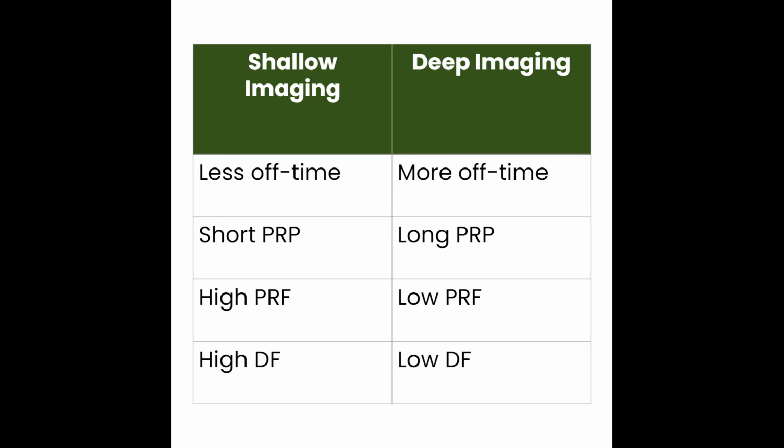Compare that then to deep imaging, where there's more off time, so there's more time to listen. We're going to get a longer pulse repetition period because of that. And because we have more waiting time, we can't send as many pulses, so we have a low pulse repetition frequency, and because there's not as much talking, we end up lowering our duty factor.